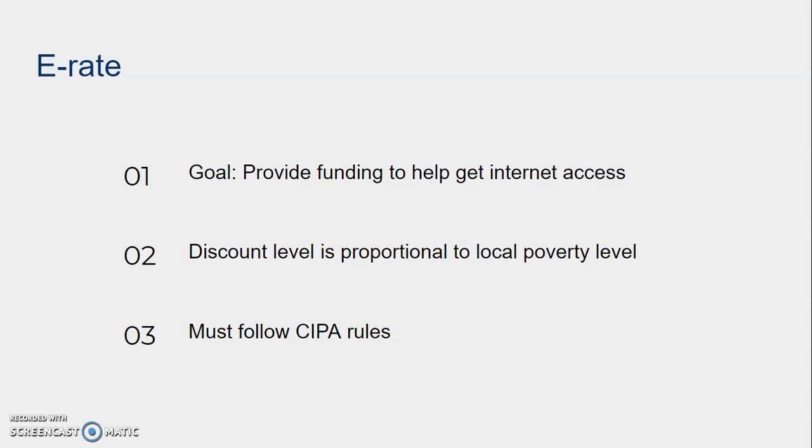Okay, so E-Rate and CIPA kind of fall into the same area. They're kind of like holding hands. E-Rate is a way for libraries and schools specifically to receive government funding to help get internet access, so that areas that may not be able to provide their own internet can receive funding to help them do that. The discount level is proportional to the local poverty level. I think the range is between 20% and 90% paid for of the local broadband cost. And the reason why I said that CIPA and E-Rate go hand in hand is because if you receive those E-Rate funds, you have to follow all of the CIPA rules.